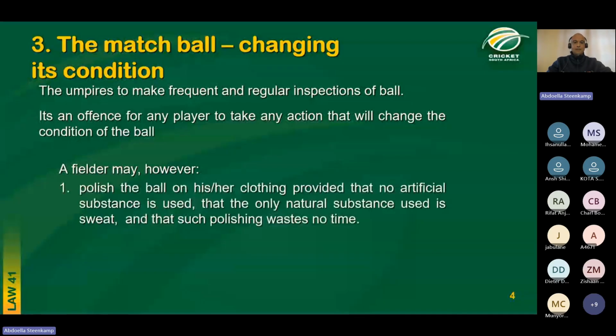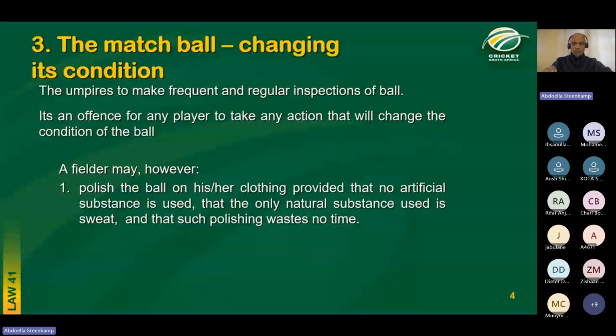Firstly, a fielder is allowed to polish the ball, provided that no artificial substance is used on the ball. The only thing that is allowed to be used on the ball is sweat. You can put sweat on the ball and then polish the ball on the clothing of the player, and that polishing should not waste any time. So that's the first thing that the player is allowed to do with the ball.